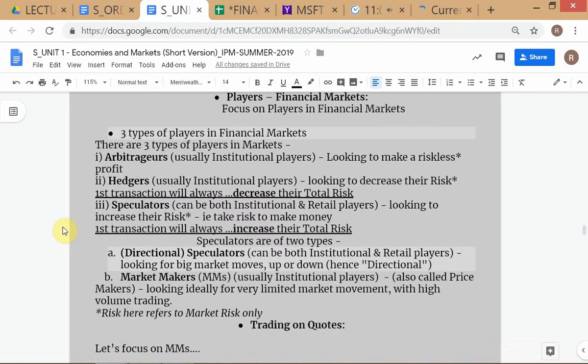So now we go back to the original object, what we were studying the other day. We started on players in financial markets. We have these three high level categories, and we have distinguished them with respect to what they do to their risk. At this point we are not going to break up their total risk. We will later on when we study risk management in detail. We will see that this total risk actually consists of the underlying position and the hedge position. We're not going to go into that now. At this point, we'll just understand hedgers as people who are looking to decrease risk.